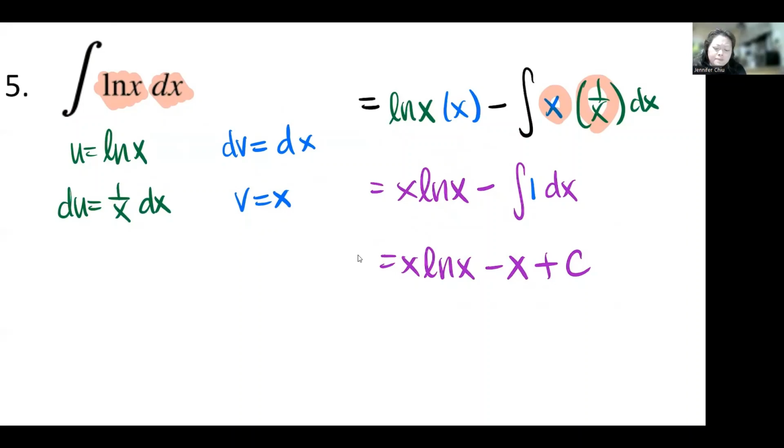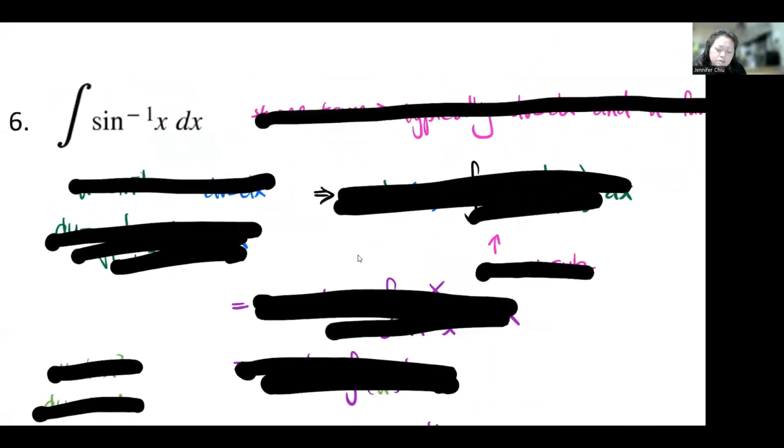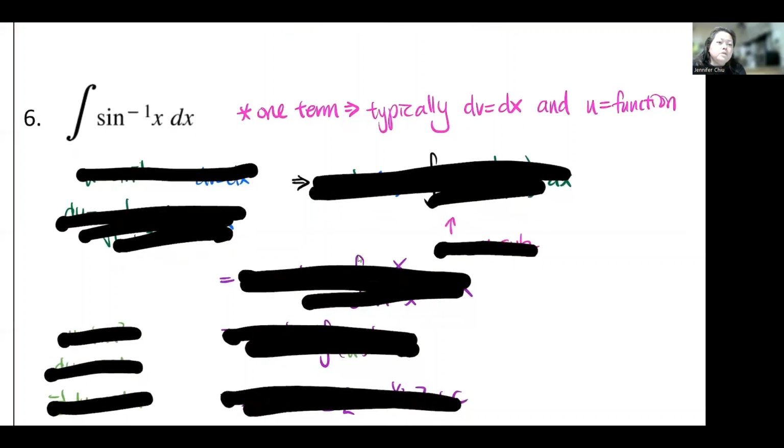Okay. All right. Last one here, you have sine inverse of x dx. Very similar to what we had before. Because you have a single term here, the suggestion to you is to let your dv equal dx, right? And then your u is equal to whatever the function is. So let your u be the function, and then dv to be this dx over here. And that is what typically works for these kinds of cases. Okay, so in that case, we have u equals sine inverse of x, and then dv is dx.